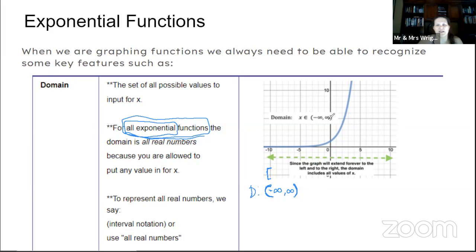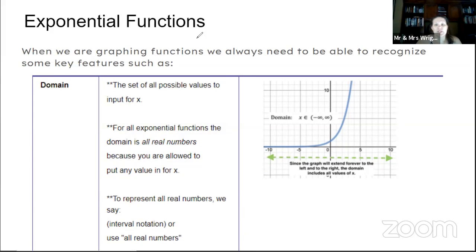Another way to write it, they have up here in set notation. X is an element of the set, negative infinity to positive infinity. Another way to say that would be X is an element of all real numbers. Real numbers is indicated with a double-lined R here. That means all real numbers. So these are different ways that you can write the domain for all exponential functions.